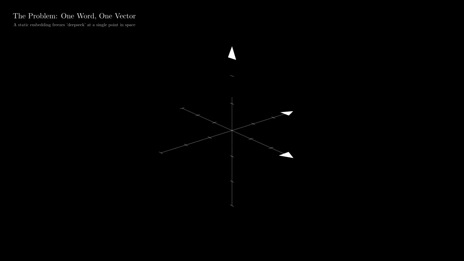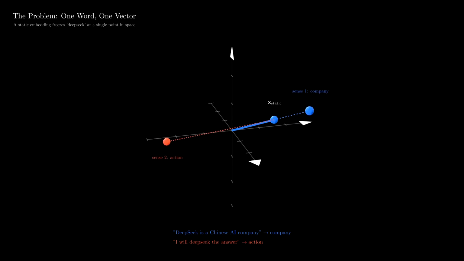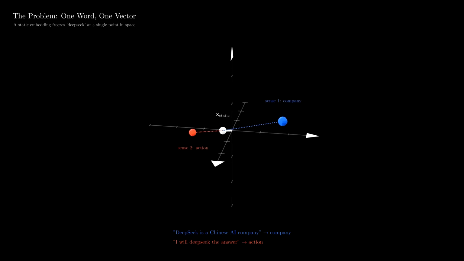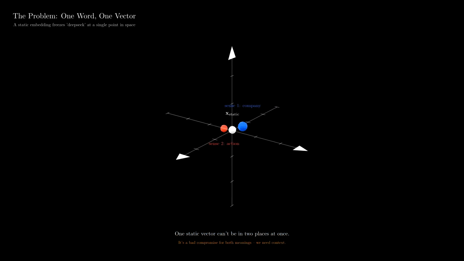To see why this rigid lookup fails, let's plot this vector in 3D space. In 3D space, we have two targets, a company space and a verb space. Because our lookup table forces one fixed vector x static, it sits stuck halfway between both meanings. It gets pulled toward company for nouns and action for verbs. It's a bad middle compromise. One static vector can't be in two places at once. We need context to fix it.